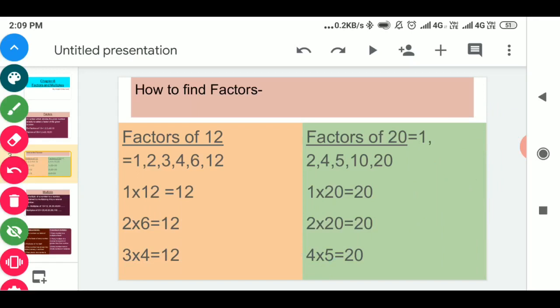After 4, the next number is 5. As we can see, 5 is already taken, so we will not repeat that number. So the numbers 1, 2, 4, 5, 10 and 20 are the factors of 20. I hope you all understood how to find the factors.